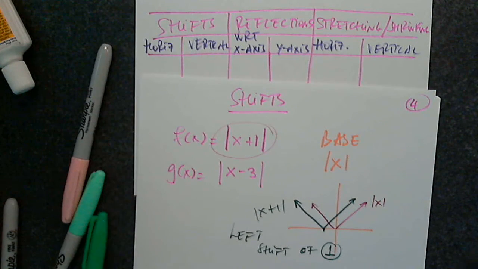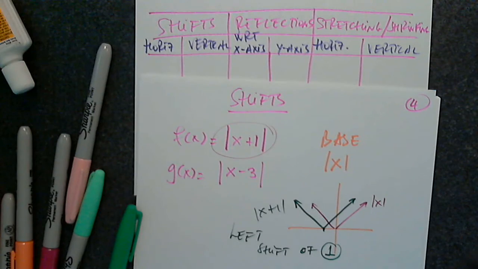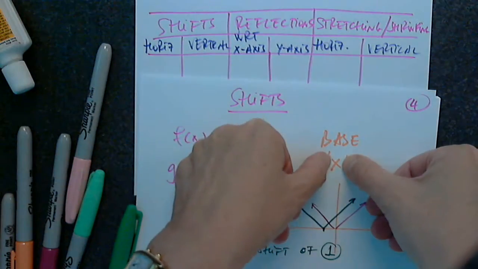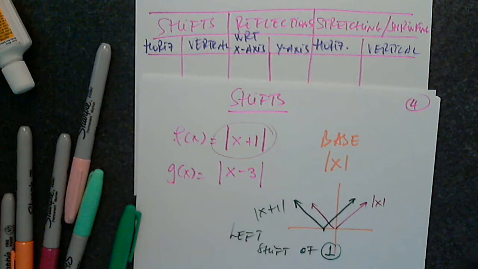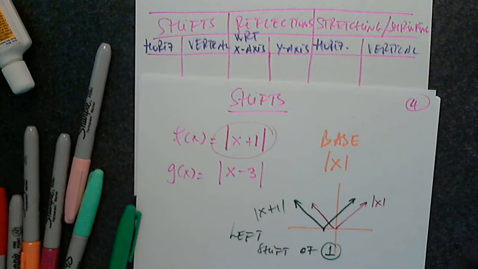Let's take a look at x minus 3 now in absolute value. What type of transformation is this, first of all? I'm changing x into x minus 3, which means it's a horizontal shift. Now, where does it go? Does it go to the left or does it go to the right?